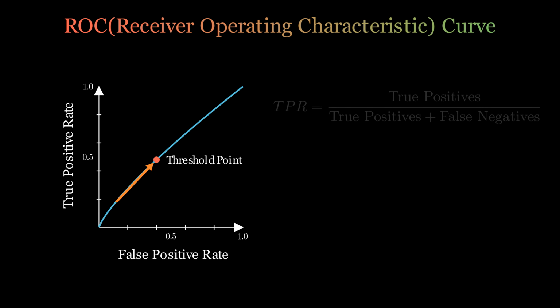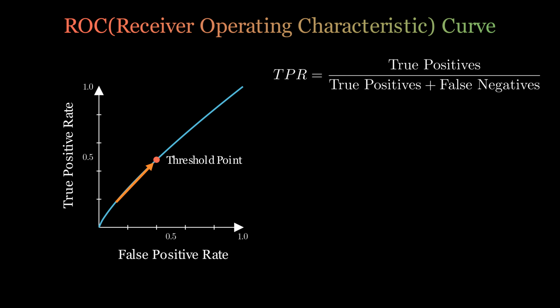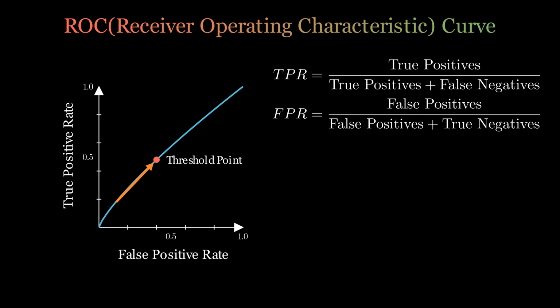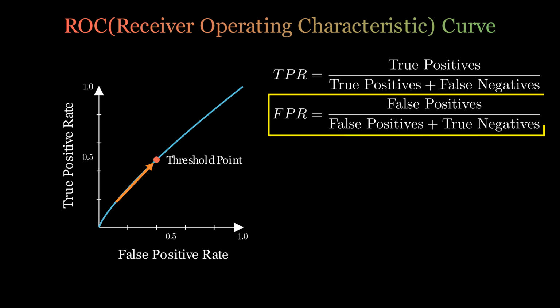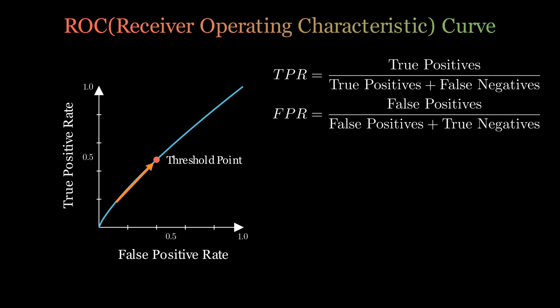The true positive rate, or TPR, is calculated as the ratio of true positives to the sum of true positives and false negatives. Similarly, the false positive rate, or FPR, is calculated as the ratio of false positives to the sum of false positives and true negatives. Notice how true positives and false positives play key roles in calculating these metrics.